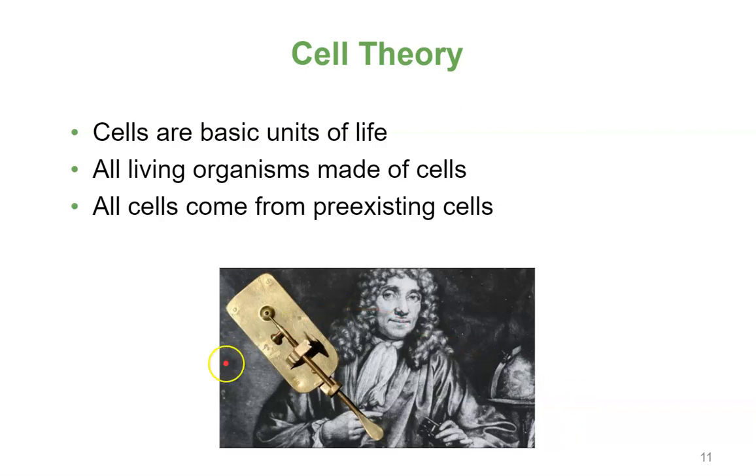What we're looking at here is a man named Antony van Leeuwenhoek. He used a microscope. This is a microscope, not quite like the ones we were looking at, and in the 1600s, he used this very simple microscope to get some of the first glimpses at cells. So just some cool history there.